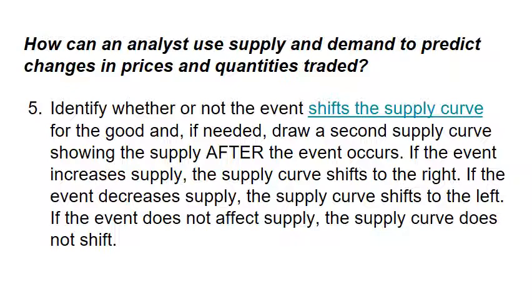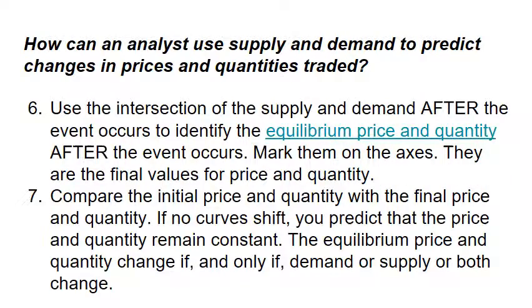Go through the same steps for supply. Identify whether or not the event shifts the supply curve, and if needed, draw a second supply curve. If the event increases supply, the supply curve shifts to the right. If the event decreases supply, the supply curve shifts to the left. If the event does not affect supply, the supply curve does not shift.